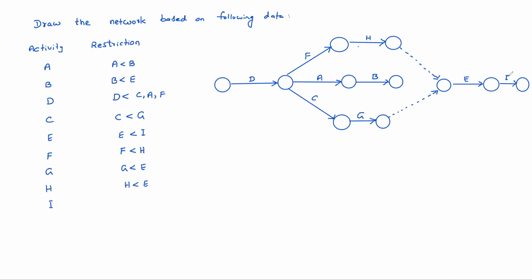Okay, now what else is there? B is less than E. Yeah, B is less than E. One more thing. B is, okay, that also we draw with the dummy. Then we will remove dummies. B is less than E. This is the first trial we have drawn like this. In the second trial we can refine this actually. So those dummies you can remove.